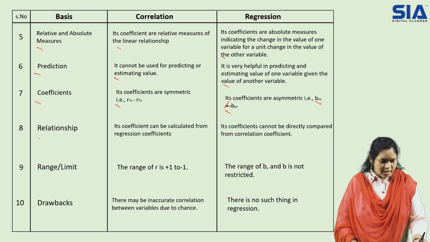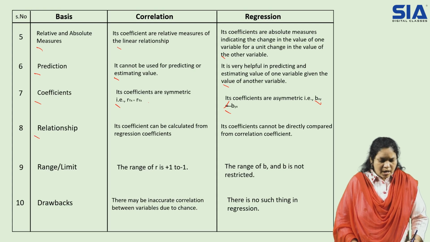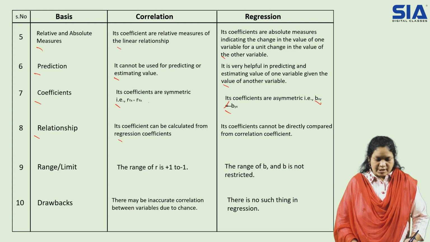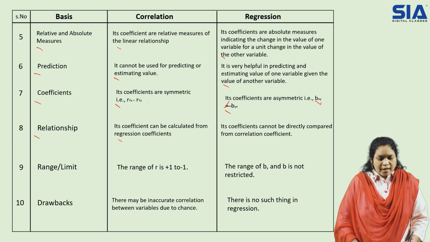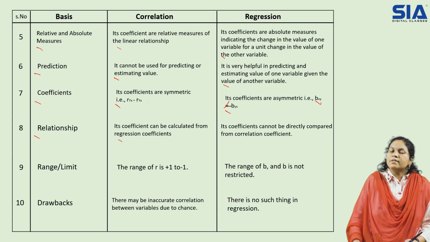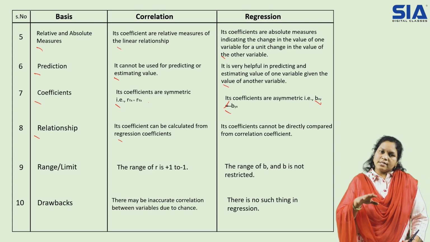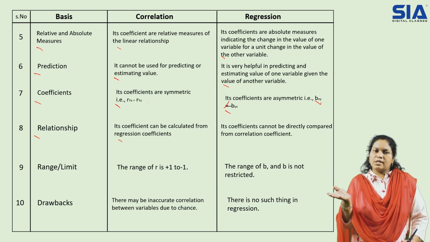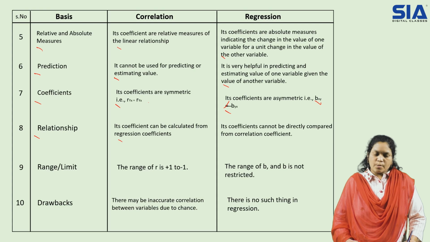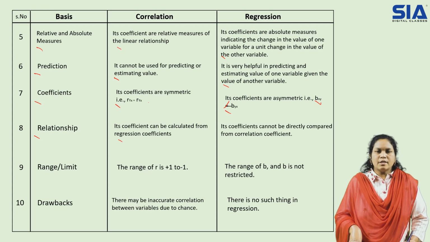Next, the eighth point, relationship. Let us check how the relationship goes. The correlation coefficient can be calculated from regression coefficients. Regression is the next level of correlation, right? So obviously, using regression you can identify correlations. That's the point they have specified here. Definitely we can get correlations from regressions.